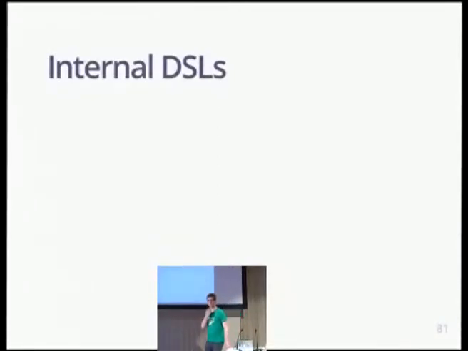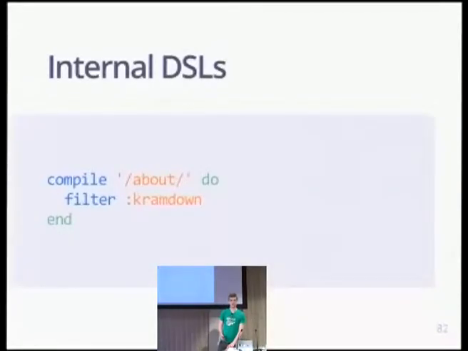First thing is about internal DSLs. So an internal DSL looks like this. This is the rules file. It's an internal DSL. So you say compile the about page. And how am I going to process this? With Kramdown, which is a Markdown implementation. As you may have noticed, there are a lot of Markdown implementations out there. I could come up with at least 3 ones, but that's not really relevant.